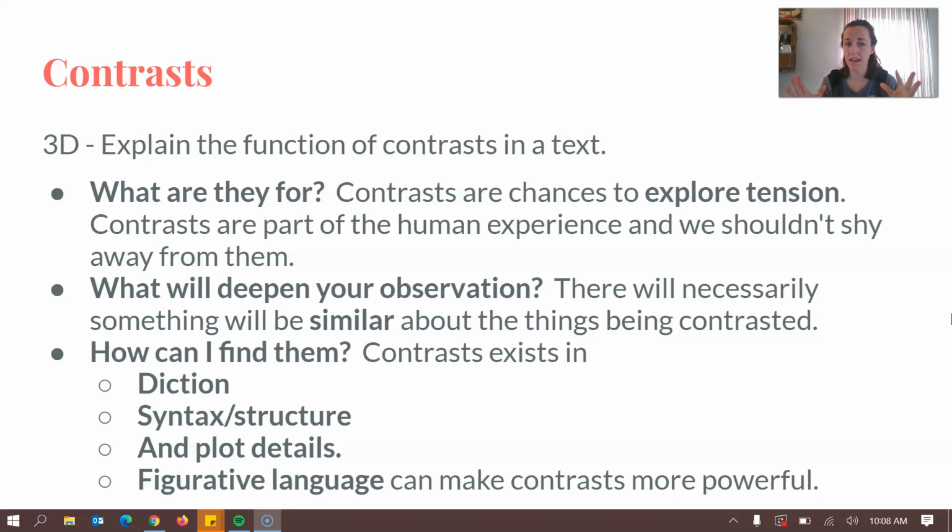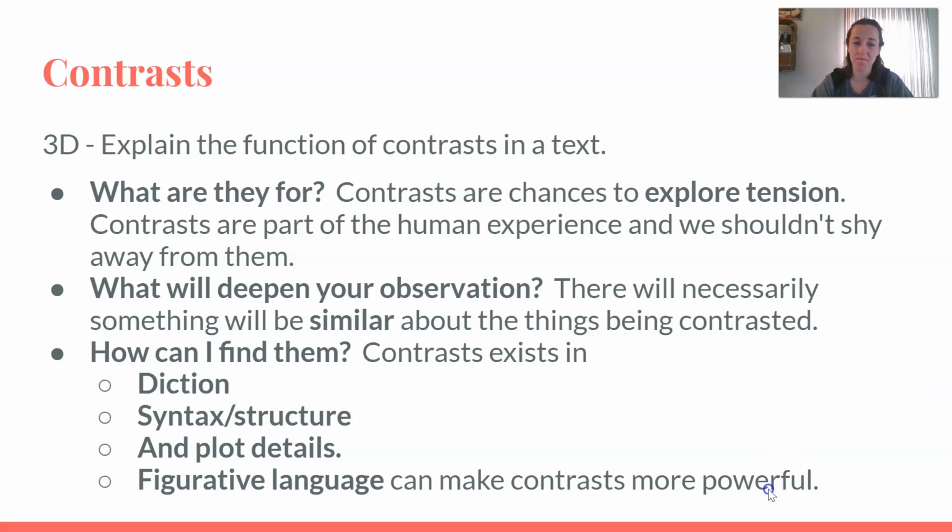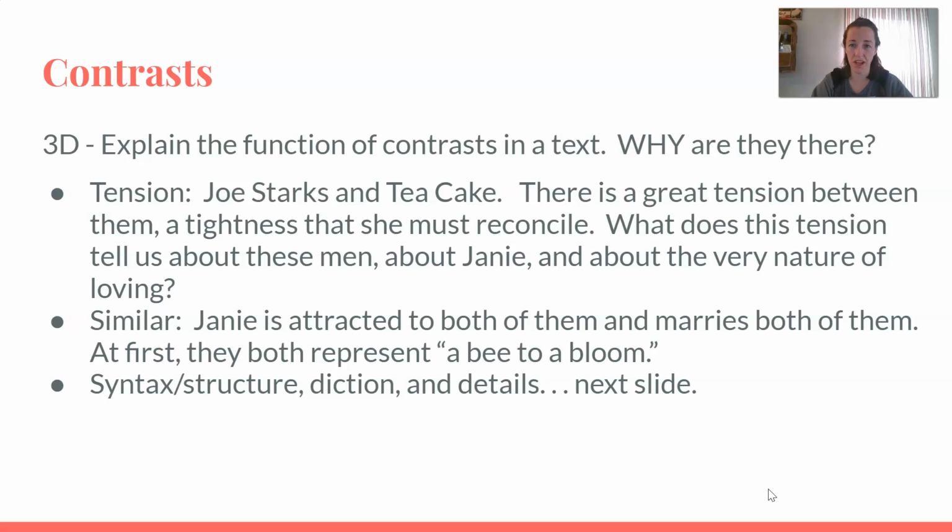So those are contrasts, but I'm going to use some examples to try to help you see what this is all about. So in Their Eyes Were Watching God, we're looking at contrasts. What is the main contrast I'm going to consider for my model? Joe Starks and Tea Cake in Janie's life. There is a great tension between them, a tightness she must reconcile. What does this tension tell us about the men, about Janie, and about the very nature of loving, right? Because it always is going to go big. You either start big and zoom in, or you start tight and then you zoom out.